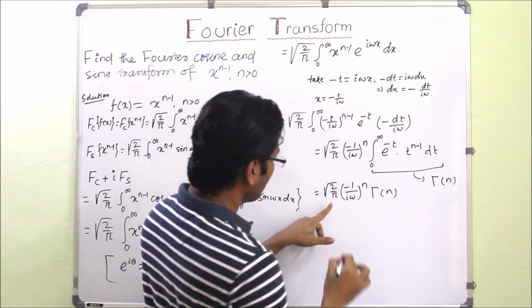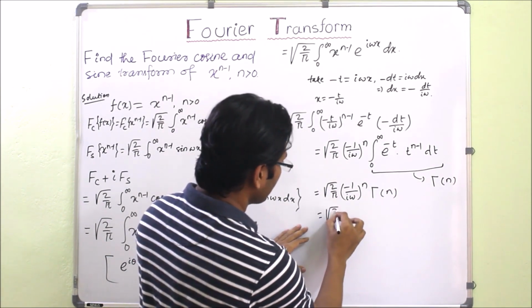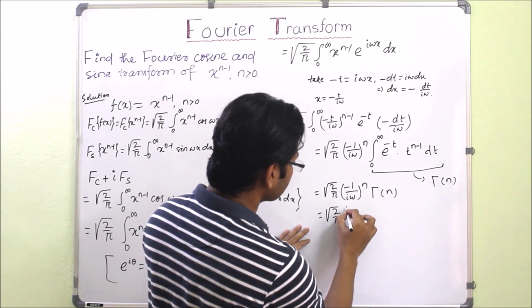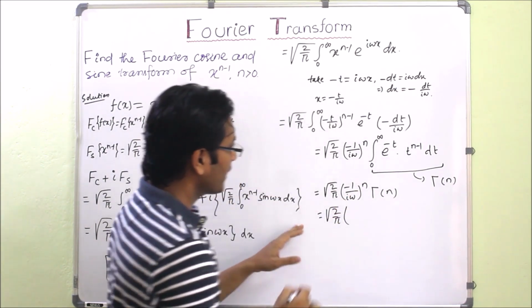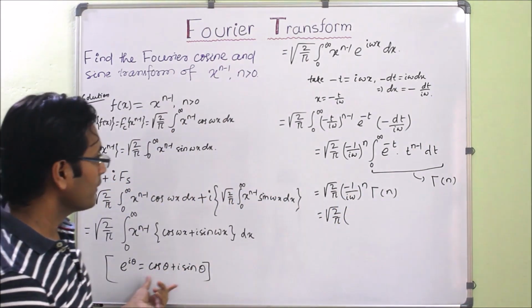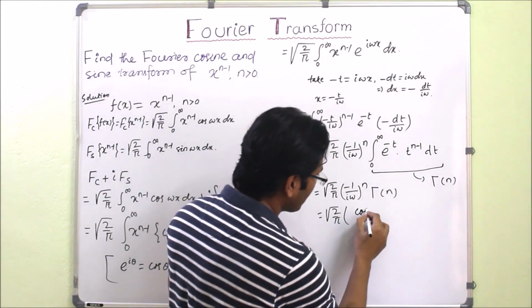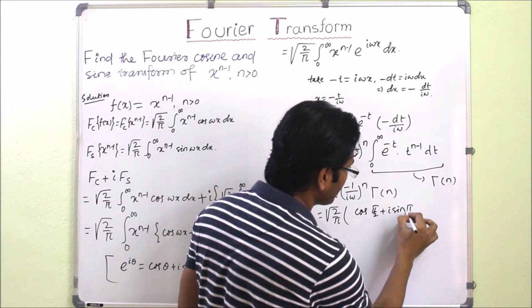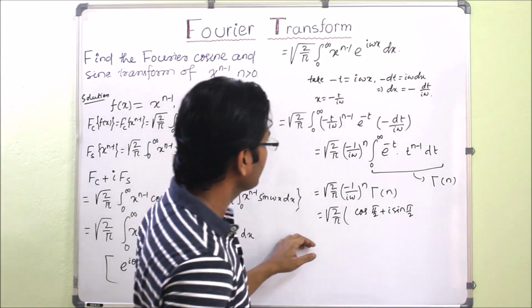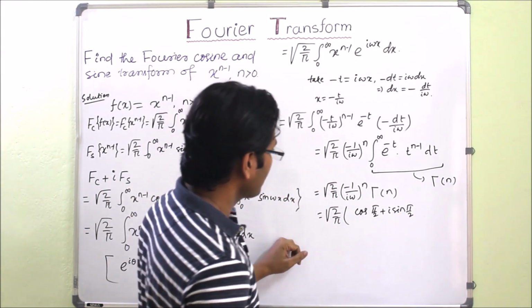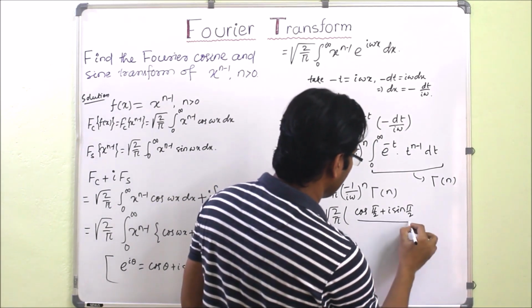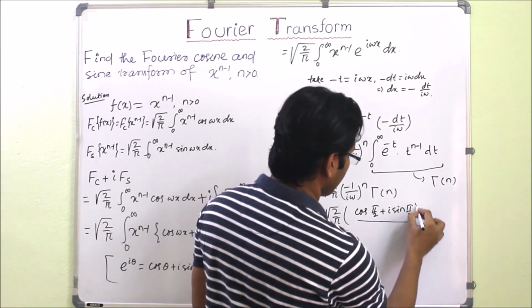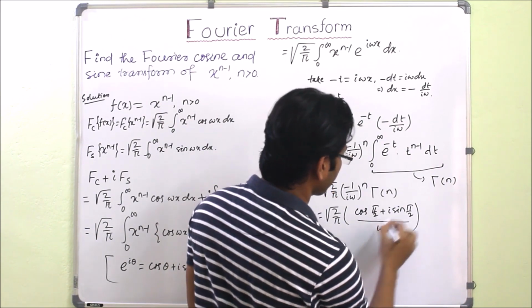Now from here what we will get? Square root of 2 by pi into minus 1. If we write in this form, what will happen? It will be cos pi by 2 plus i sin pi by 2. How did it come? I will tell you.